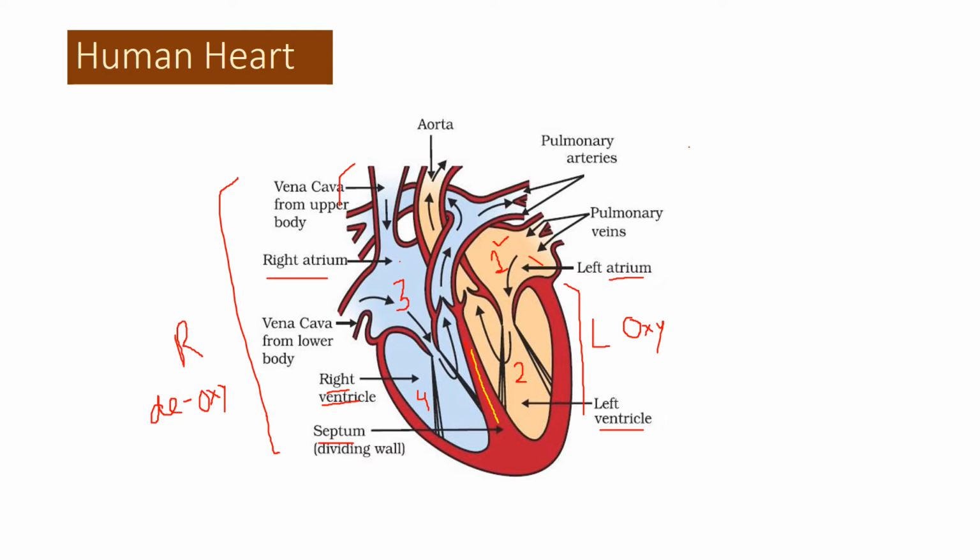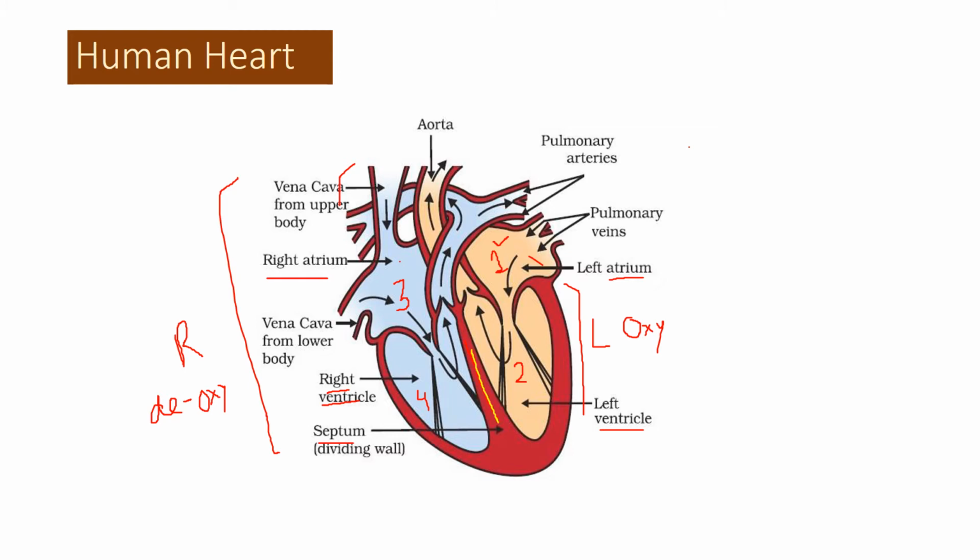And there are two valves present between the atrium and the ventricle, one on the left side and one on the right side. The function of the valve is to prevent the backward flow of the blood. Means the blood which has reached the ventricle from the atrium will not flow back to the atrium again.